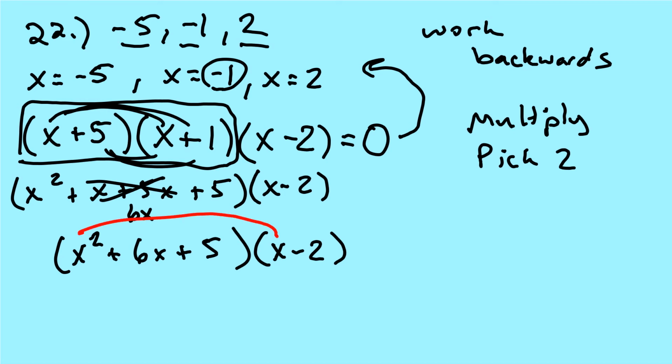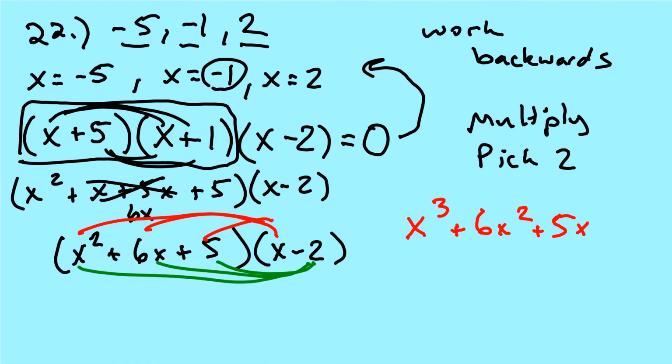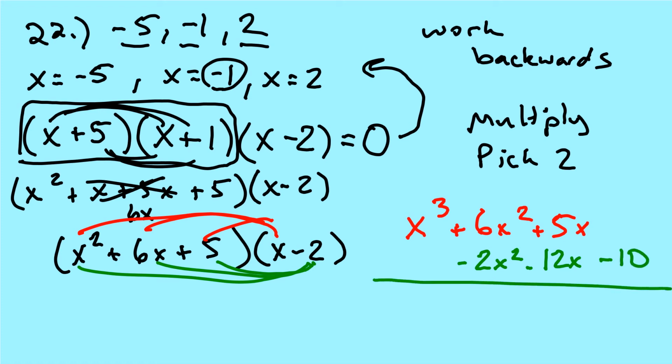Now I'm going to take this x, and it's going to go to everything. So x going to everything gives me x cubed. x times 6x is plus 6x squared, and x times 5 is plus 5x. Now, I'm going to take negative 2, and it's going to go to everything. Negative 2 goes to x squared, gives me minus 2x squared. Notice I'm lining everything up. Minus 2 goes to 6x, gives me minus 12x. Minus 2 goes to 5, gives me minus 10. I combine my like terms. My final answer is going to be x cubed plus 4x squared minus 7x minus 10.